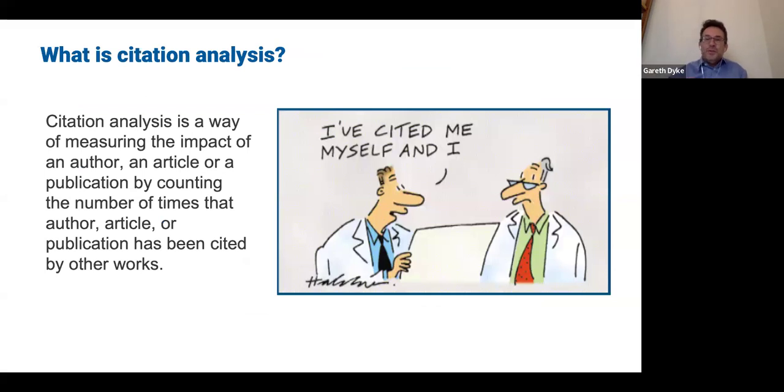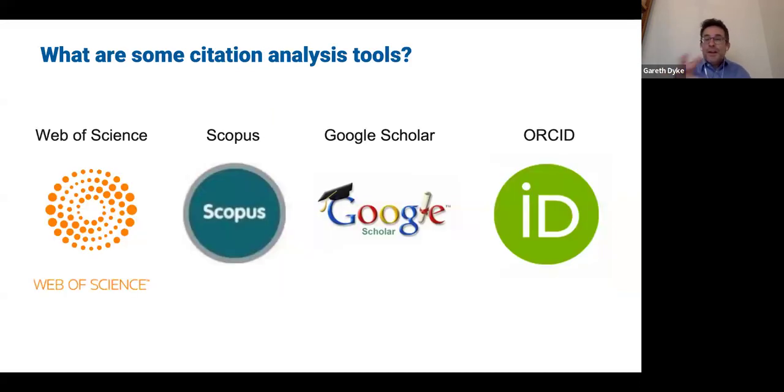Because of course, we all do citation analysis. We all look at that as a metric for our research articles. This, of course, is a way of measuring the impact of an author, an article, or a publication by counting the number of times that that work has been cited by other works. Very, very important. We're all aware of the different tools that we would use as researchers to do this: Web of Science, Scopus, even Google Scholar.